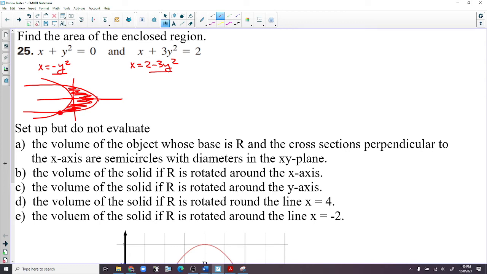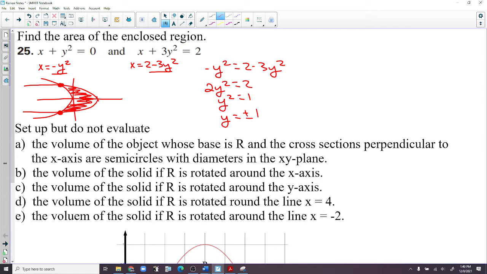So we need the intersection points. Negative y squared is equal to 2 minus 3y squared. Add the 3y squared over. y squared equals 1, so y equals plus or minus 1. So we're down to negative 1 up to 1.